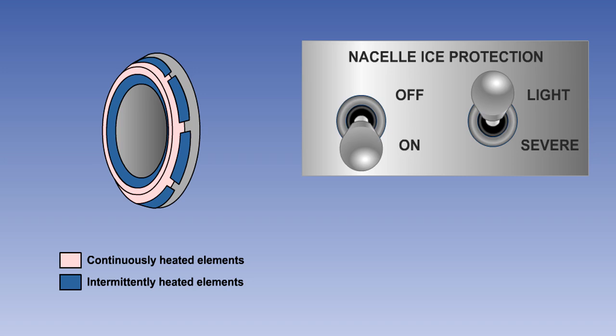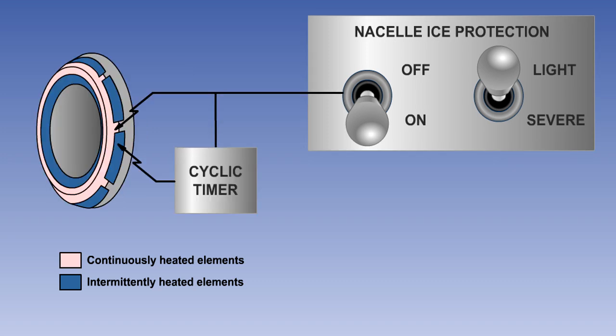When the control switch is placed to on, the power supply is fed directly to the continuously heated elements and via a cyclic time switch unit to the intermittently heated elements. The cyclic time switch unit controls the application of current in selected time sequences, compatible with prevailing outside air temperature conditions and the severity of the icing.